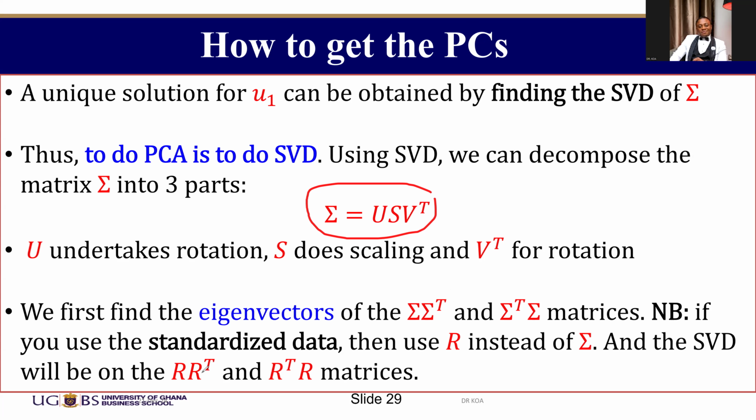Remember that we started with these covariances, but because covariances do not have magnitude and direction, we use correlations. Anytime you see R and R transpose, that is a correlation you are dealing with. Anytime you see sigma and sigma transpose, we are dealing with the covariances. So we're going to use that to generate our eigenvectors.